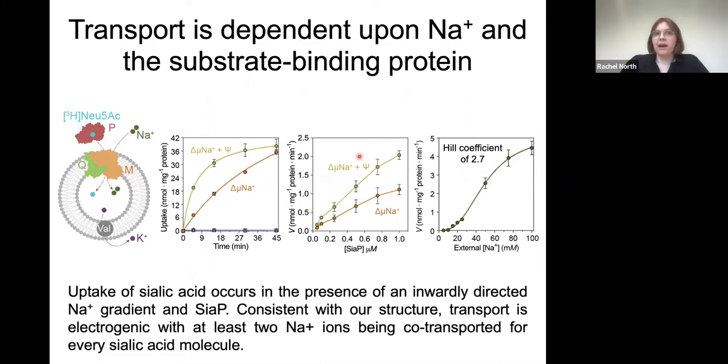And so, consistent with our structure and the sodiums that we see in our structure, and also consistent with other related structures such as the VcINDY that I talked about earlier, we find that transport is electrogenic. We get a Hill coefficient of 2.7, meaning that sodium and sialic acid transport is cooperative. And being electrogenic means that it carries a net charge across the proteoliposome. And because sialic acid already has a negative charge, it's going to need more than one positive charge to be able to transport. So we see that at least 2 sodium ions are being co-transported for every sialic acid molecule during each transport cycle.